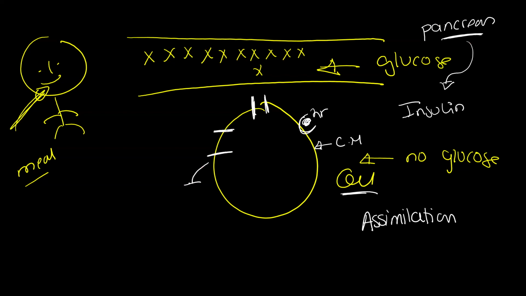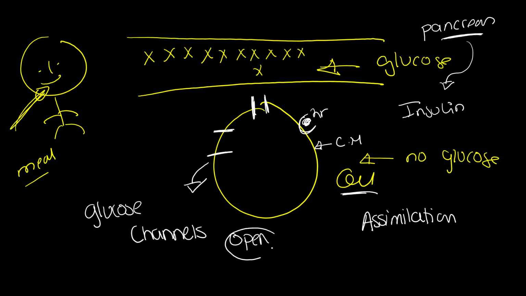These are glucose channels. Glucose channels are simply doors that allow the entrance of glucose. When these glucose channels are open, the glucose will be able to move out of the blood and enter the cell. The glucose will enter the cell. It will be used in respiration, for mitosis, for cell division, for anything else. This is not our problem. This is now assimilation. And this happens in healthy people.